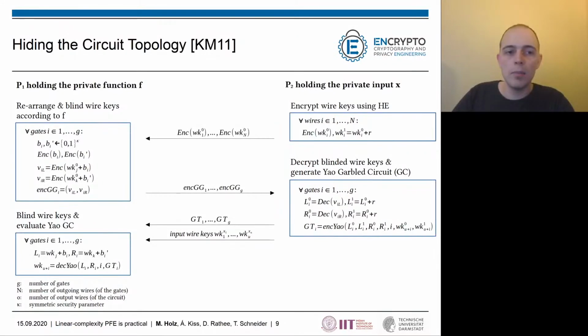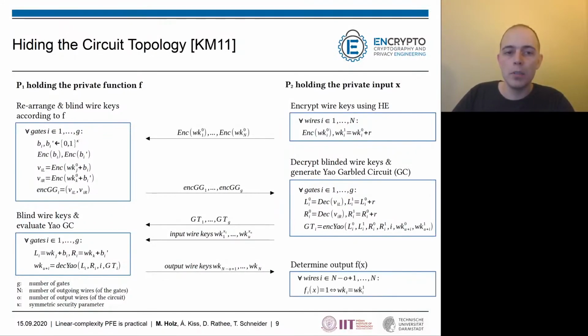And once party P1 has evaluated the whole garbled circuit, it sends back the output wire keys to party P2, which is then able to determine the output of the function f applied to the private input x by comparing the output wire keys to the original wire keys.